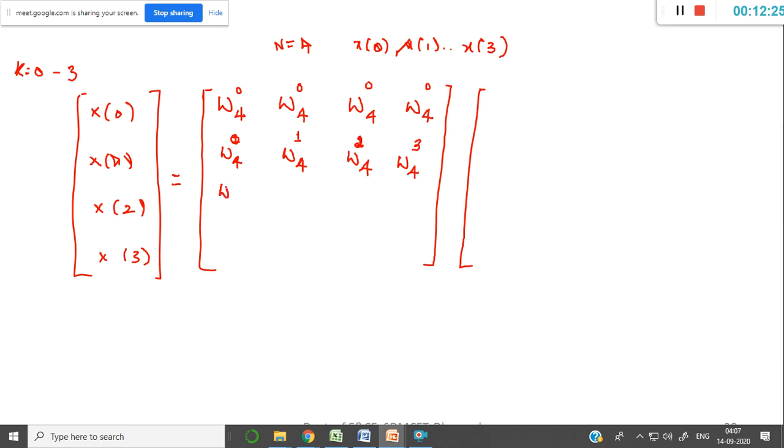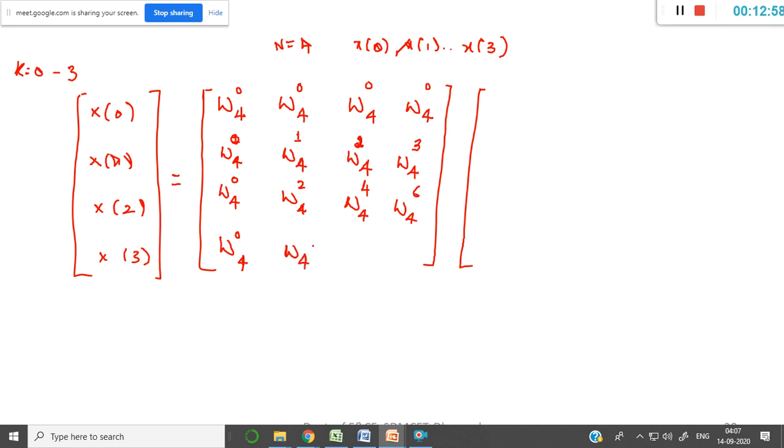Next, here W4 to the power of 2 into 0, that is 0 here. W4 to the power of 2 into 1, it is 2. W4 to the power of 2 into 2, that is 4. W4 to the power of 2 into 3, that is 6, right? W4 to the power of 6. Now the last row, W4 to the power of 0 again.